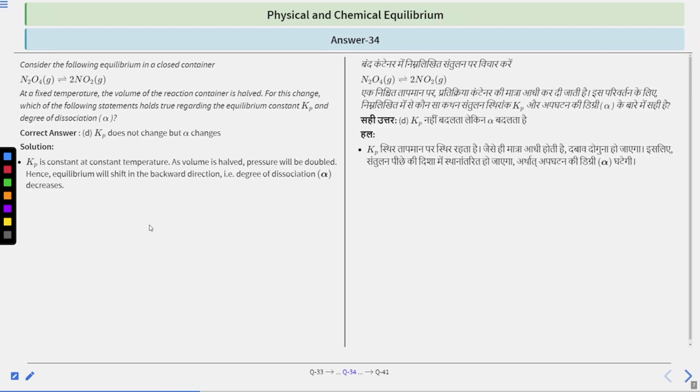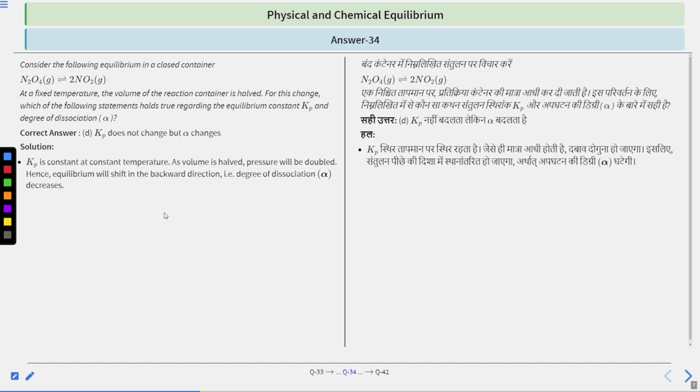Okay, so the correct answer is option D, that is, Kp does not change but alpha changes. Kp is constant at constant temperature because it only depends on the temperature. As it is mentioned in the question that the volume of the container is halved, the pressure will be doubled as they are inversely related. Hence, the equilibrium will shift in the backward direction, and that means the degree of dissociation decreases. So Kp will not change, but alpha changes. Thus our option D is the correct answer.